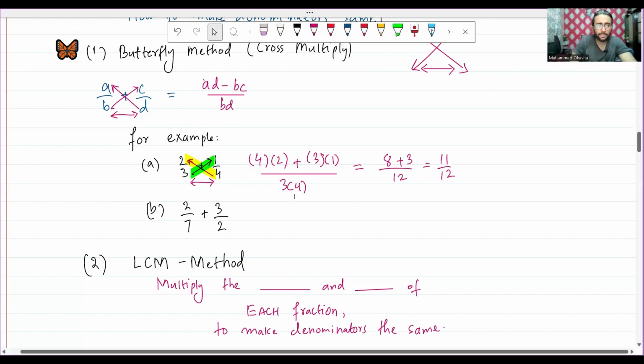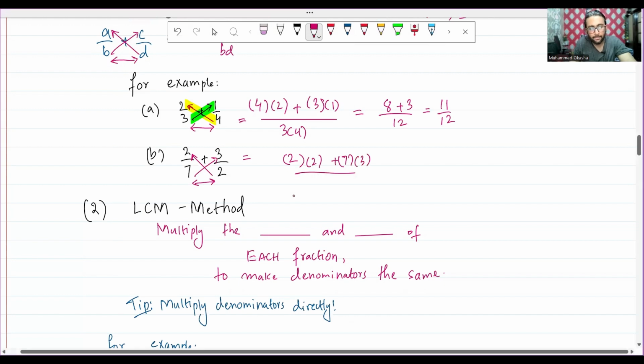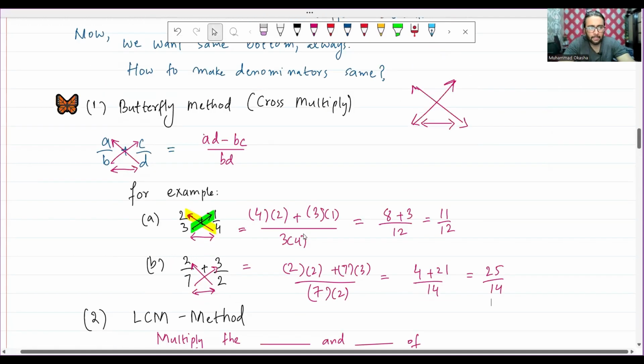Okay, we can do the same for this one as well. Do the cross multiplication and then multiply the bottom. So 2 times 2 would be 4 plus 7 times 3 divided by 7 times 2. Okay, so 2 times 2 is 4 plus 7 times 3 is 21. 7 times 2 is 14. This would be 25 divided by 14. Okay, I hope it's simple. The butterfly method, also called the cross multiply method.